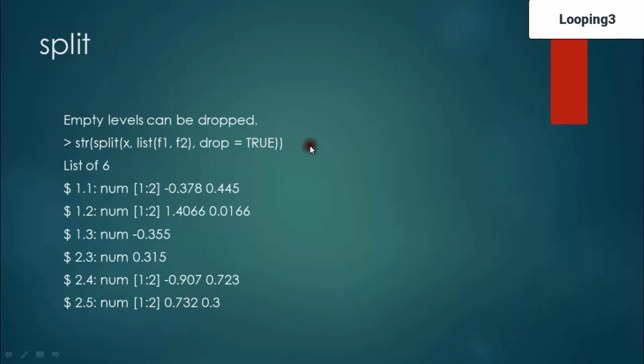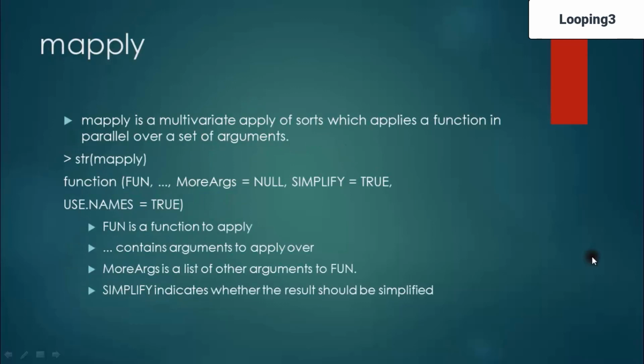Now if I want the empty levels to be dropped, what can I do? I basically explained this initially while telling the structure of split. You have a parameter called drop, which when set to true will remove all the empty factor levels that can be dropped. Now the list of 10 becomes a list of 6 once you apply the condition drop equal to true.